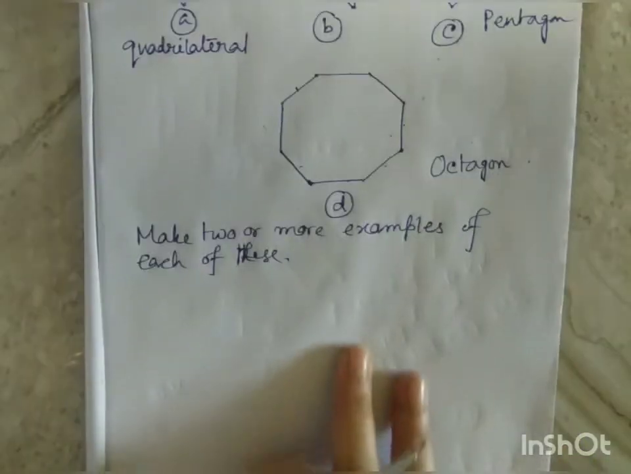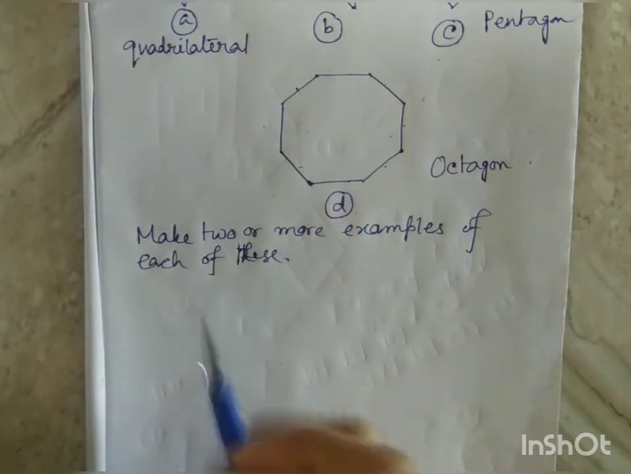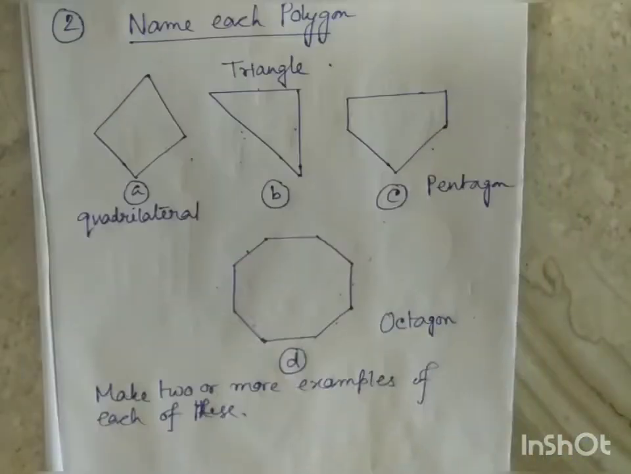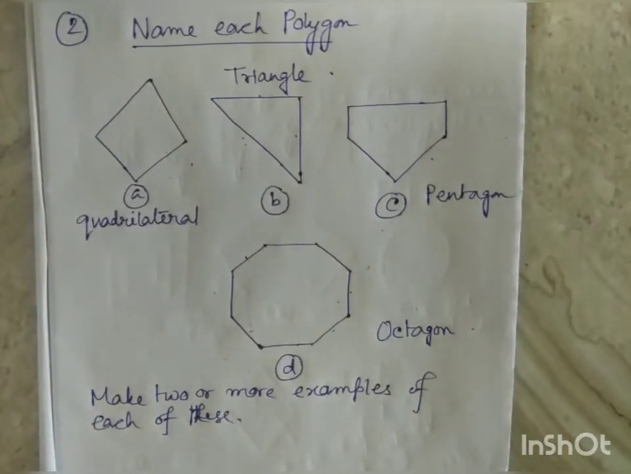Okay. In the question it is written, make 2 or more examples of each of these. So you have understood already how a polygon is made and how many line segments are needed for making a specific polygon. Okay, it may be a decagon, it may be a dodecagon, it may be a quadrilateral, it may be a septagon, heptagon, anything it can be.